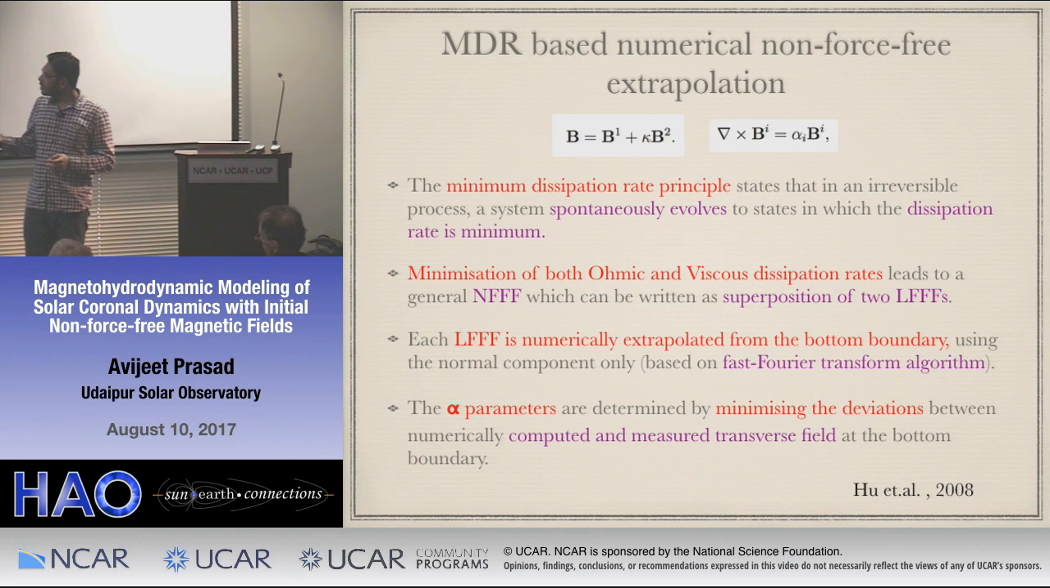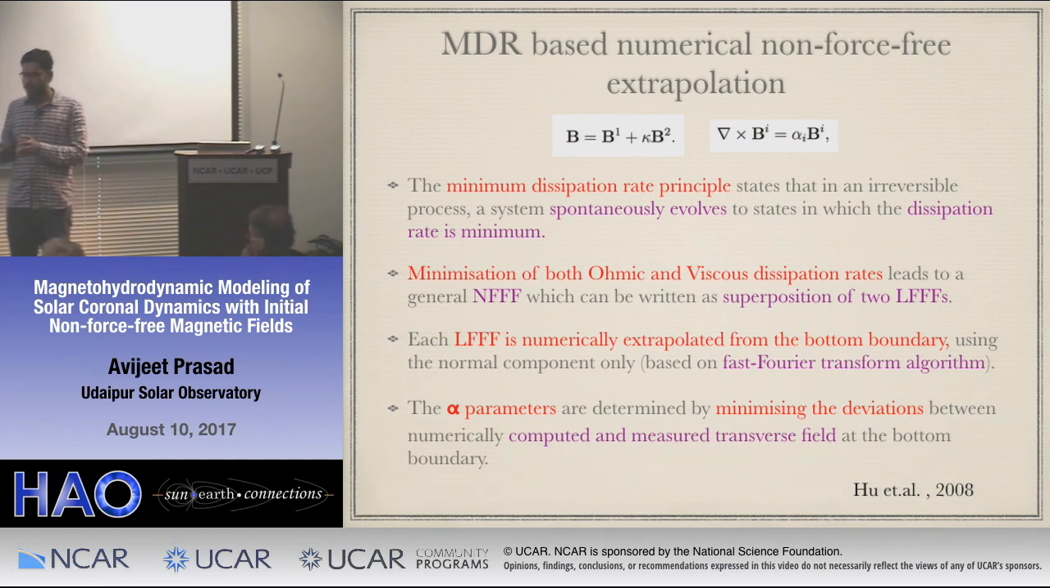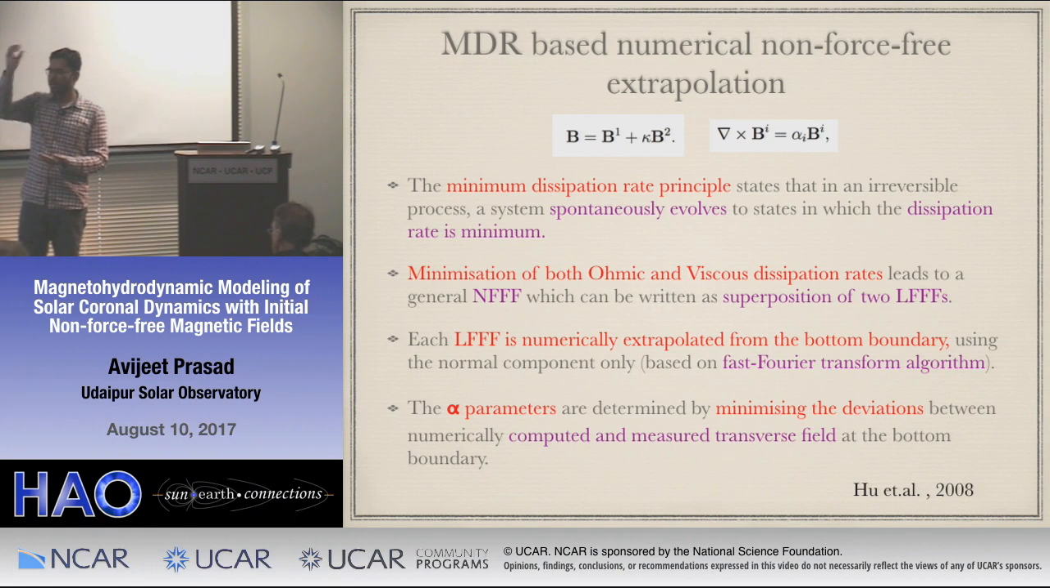Now, in this case, each of the linear force free fields is numerically extrapolated from the bottom boundary by using just the normal component of the magnetic field, by a method which is based on the fast Fourier transform algorithm. And these alpha parameters are determined by minimizing the deviation between the numerically computed and the measured transverse components of the magnetic field. So we use only the normal component to extrapolate the magnetic field, and then alpha is corrected by minimizing the deviation between the numerically computed and the observed field on the lower boundary, just the transverse components.